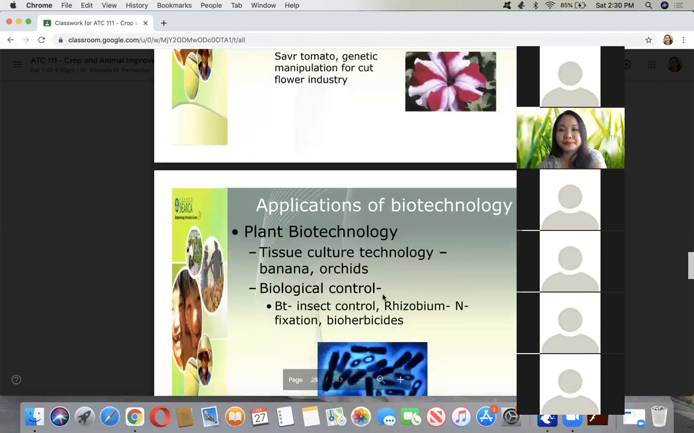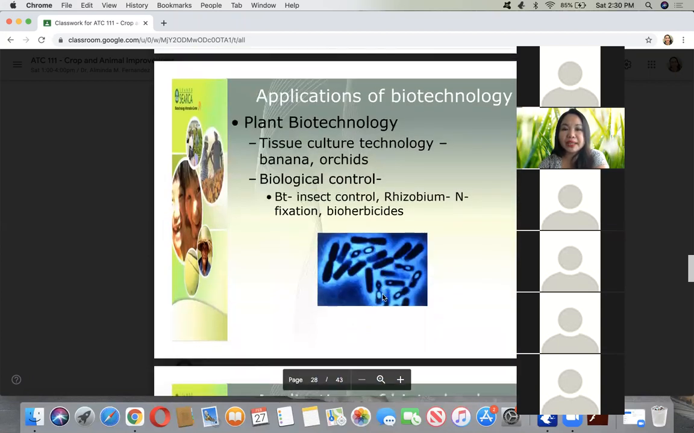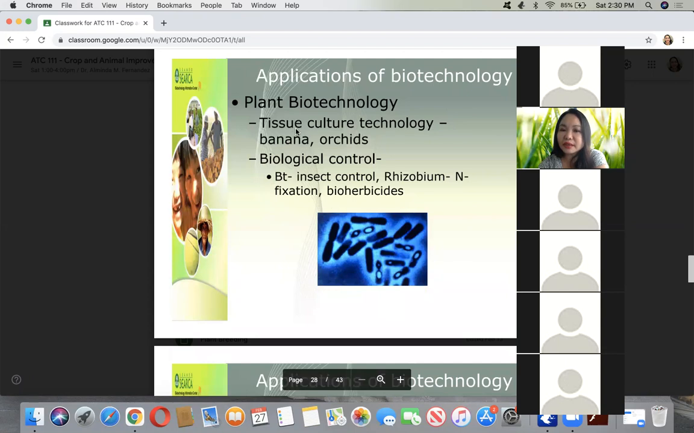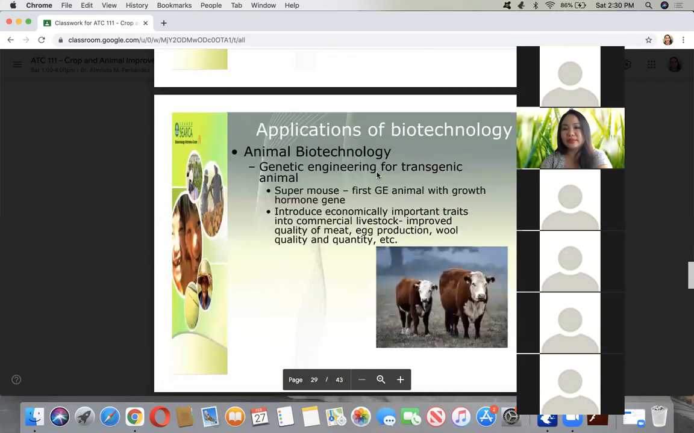Now, in plant biotechnology, another very practical, although high-tech, application of biotechnology is through tissue culture. And we have used that extensively in banana and even orchids. And in biological control, like for BT insect control, rhizobium nitrogen fixation, and bioherbicides.